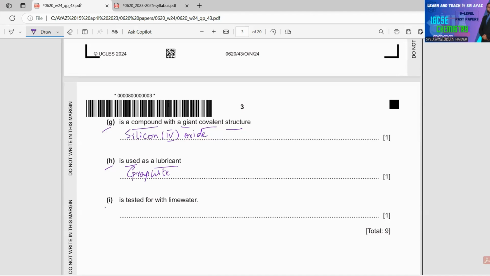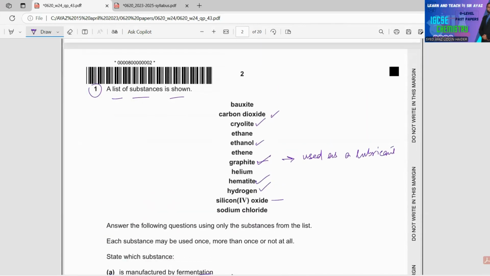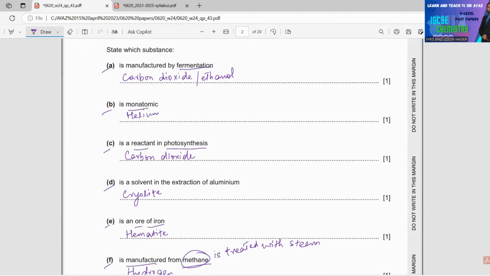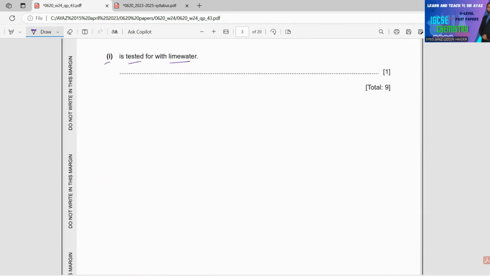Last one is tested for with lime water. You know, only one gas is tested with lime water, that is carbon dioxide. Carbon dioxide we have already used one time, so I'm going to use it for the last time, that is carbon dioxide. Lime water is used to test this gas.